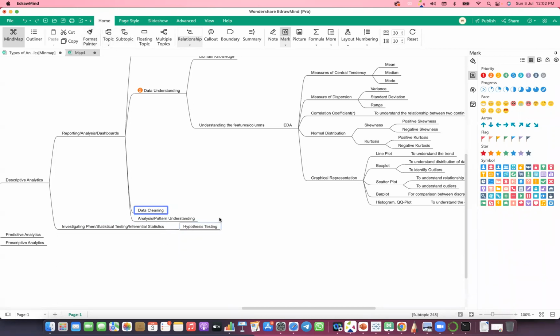After data cleaning, based on the problem statement, either you go with this or you go with hypothesis testing. In hypothesis testing, there is nothing like train data, test data. So it is like descriptive. In descriptive, we don't have anything like train data or test data. So if your goal is to build a report, then after data cleaning, you build the reports. Or in case your goal is to investigate a phenomenon, after data cleaning, you go with hypothesis testing.